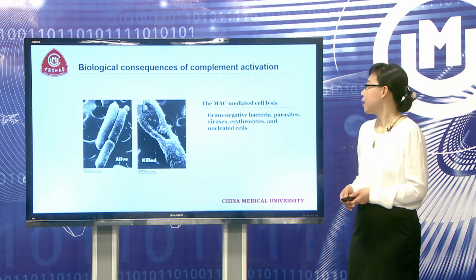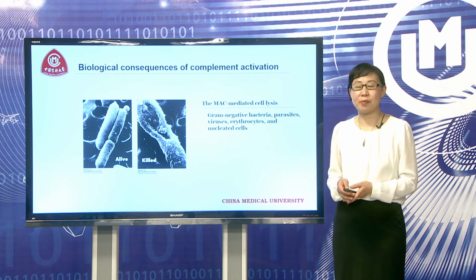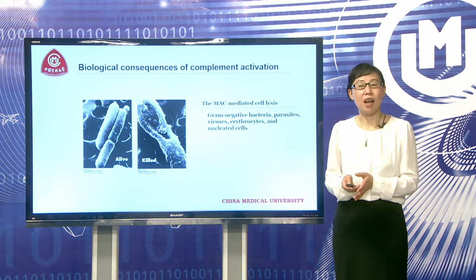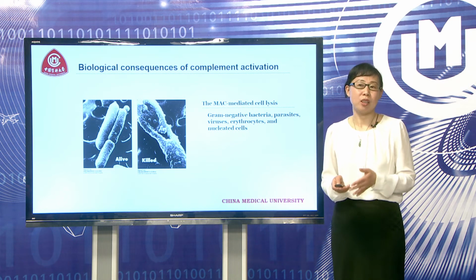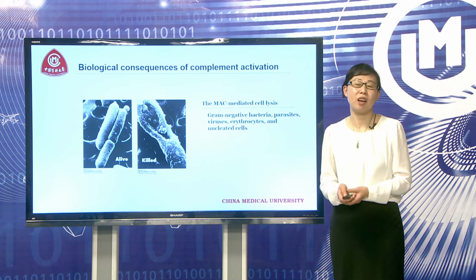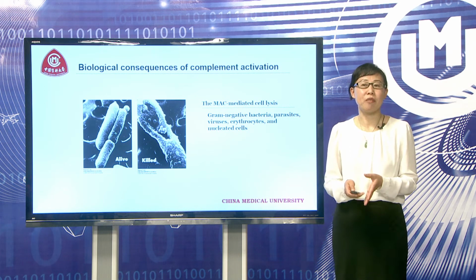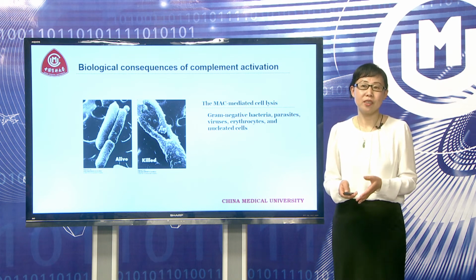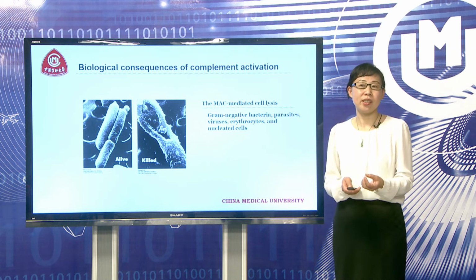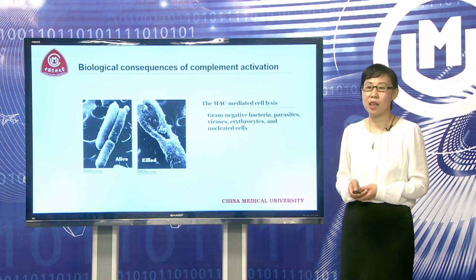So first, the membrane attack complex mediated cell lysis. The final step of the three pathways of activation is to produce the membrane attack complex on the surface of the target cells. The complex inserts into the membrane of the target cells, and then the water and ions within the cell will cross the cell membrane, leading to the lysis of the target cells.